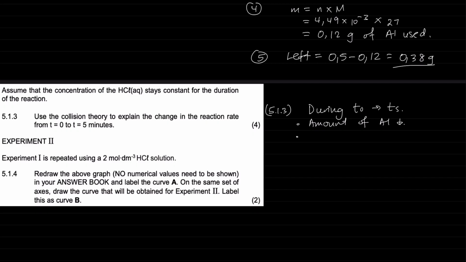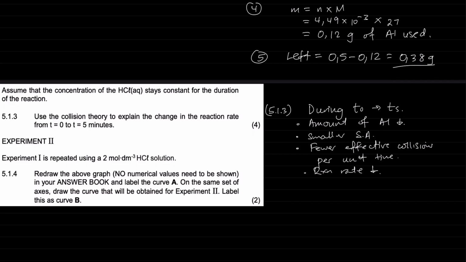Since the amount of aluminium decreases, there's going to be a smaller surface area. And remember, if there's a smaller surface area, there's going to be fewer effective collisions per unit time. And that means that the reaction rate will decrease.